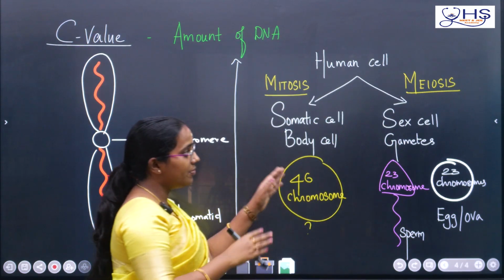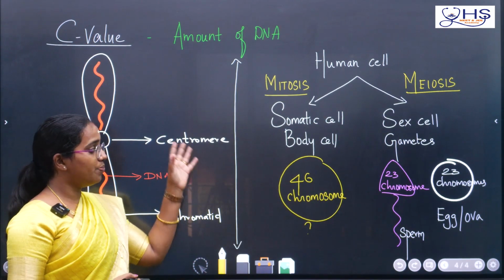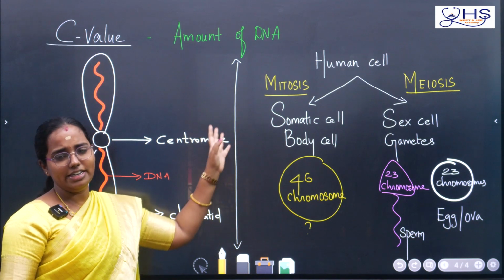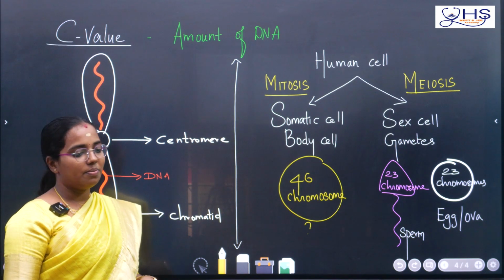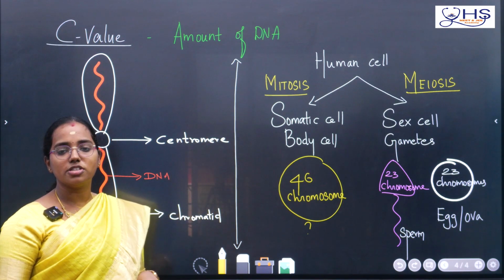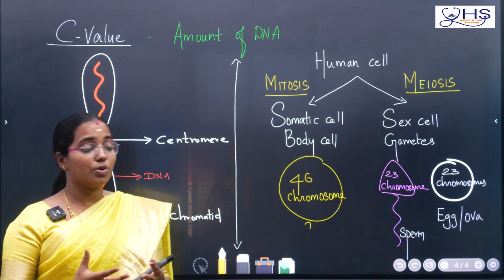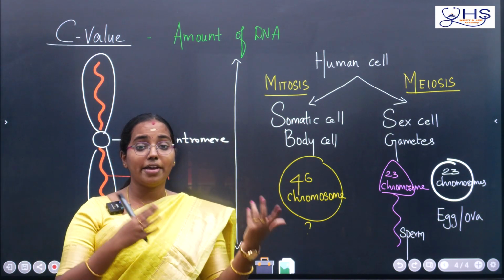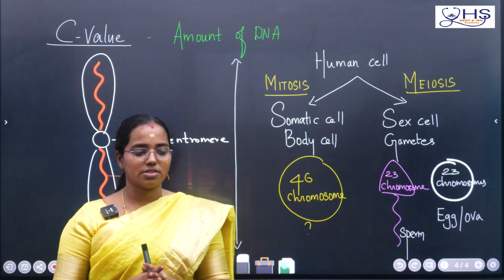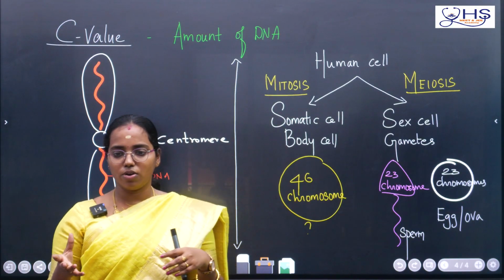Now from this image, tell me, which division produces so many variations? In the two divisions, which one? Meiosis. Why meiosis? Because meiosis means how the parents are producing their children, offsprings. Are the progenies exactly like their parents?